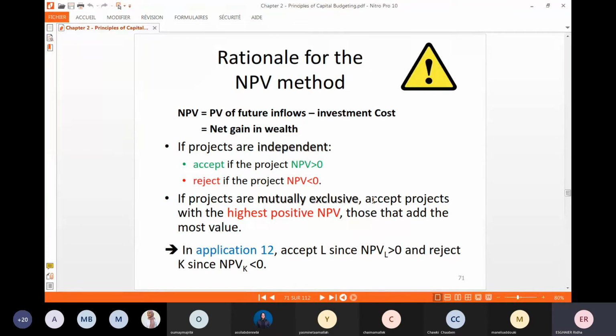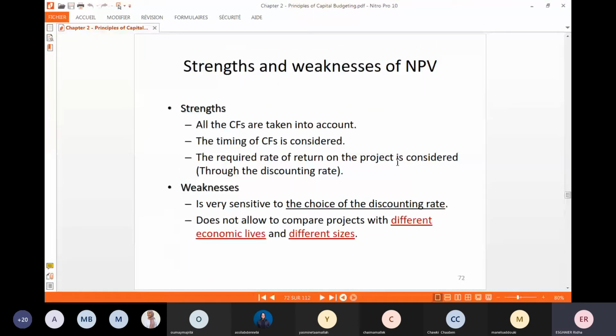Right. The last criterion, the strengths and weaknesses. The strength is that all the cash flows are taken into consideration. The timing of the cash flows is considered. The required rate of return, which is the opportunity cost, the discount rate, the cost of the money used to finance the project, is taken into consideration.